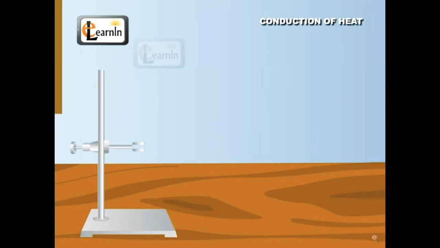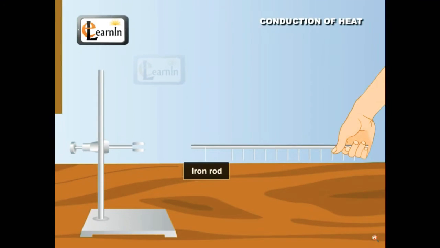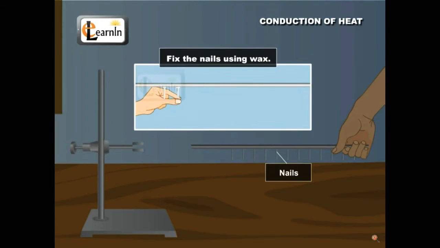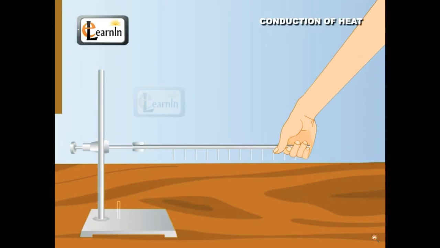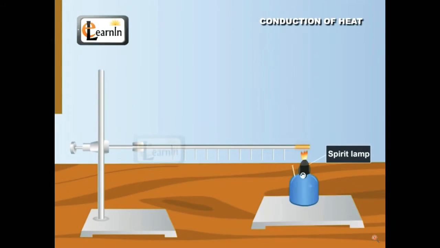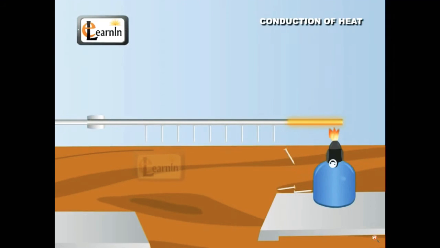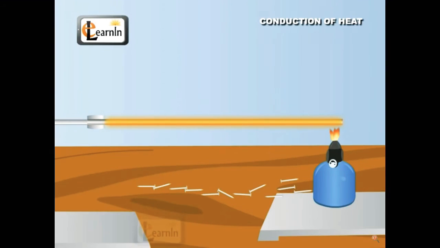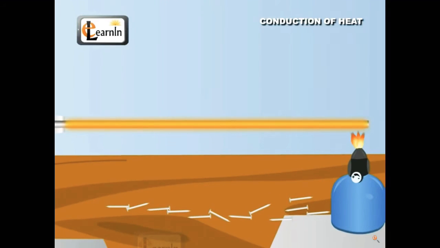Take a straight and flat rod of aluminum or iron and fix some nails using wax. Fix the rod to a stand. Now, heat the other end of the rod with a spirit lamp. Observe the order in which the nails drop down. The nail near the spirit lamp falls down first, followed by its nearest neighbor, and so on. The one near the stand falls down last. The heat supplied by the spirit lamp flows to the other end of the rod by conduction.